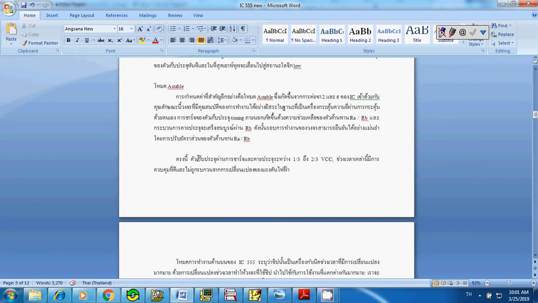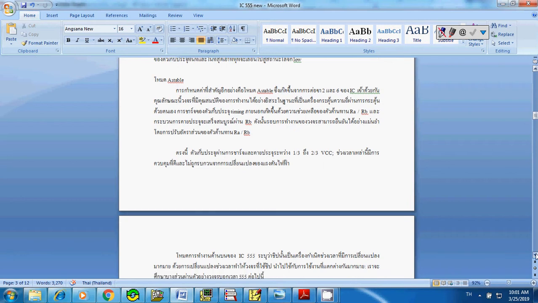At this point, the capacitor will be charged and discharged between the voltage of 1/3 and 2/3 VCC, or the supply voltage. During this time, there is very good control and no effect from the voltage variation.